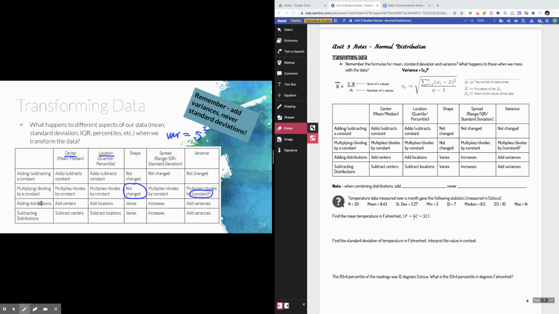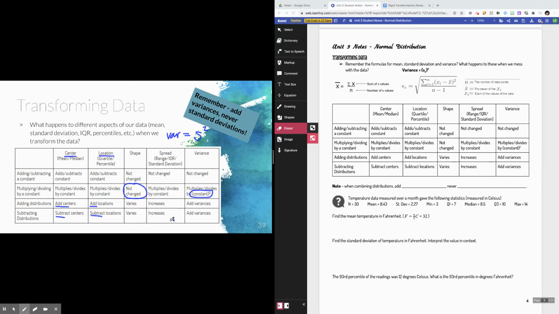Then when you take two data distributions and you add or subtract them, you add or subtract the locations and the centers. If the distributions are similar shapes, then their added or subtracted distributions should be similar shapes, like the shapes should stay the same, but we just say it varies because it depends on the individual problem and what's going on with that data distribution.